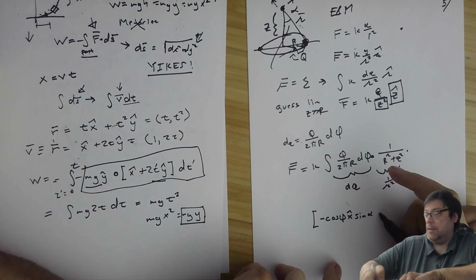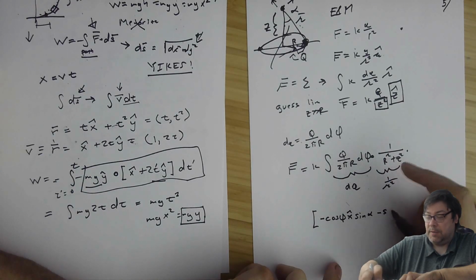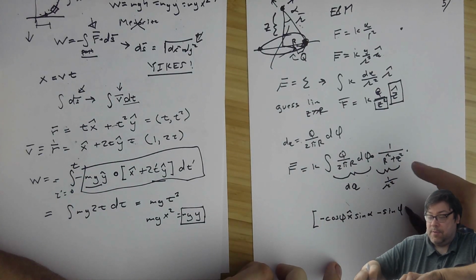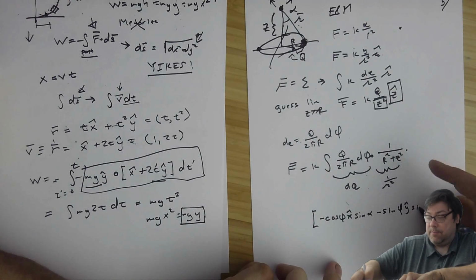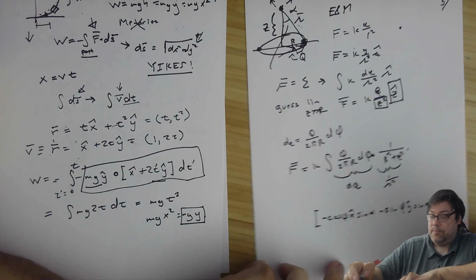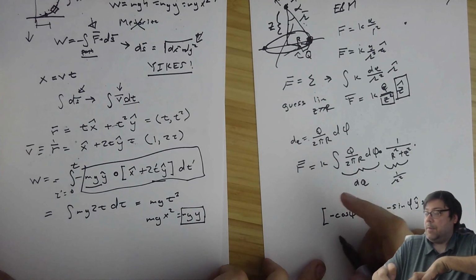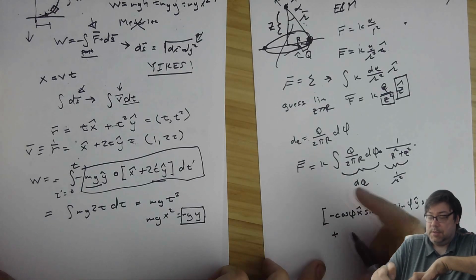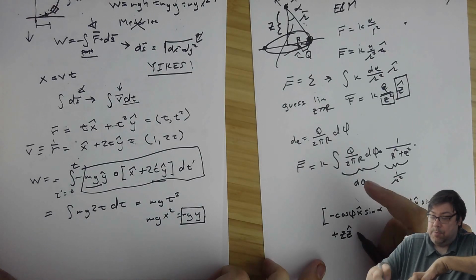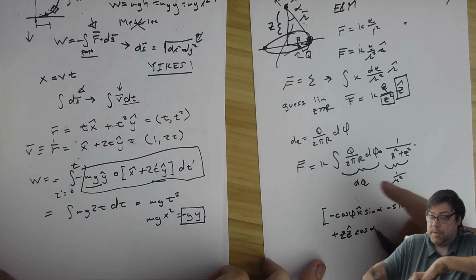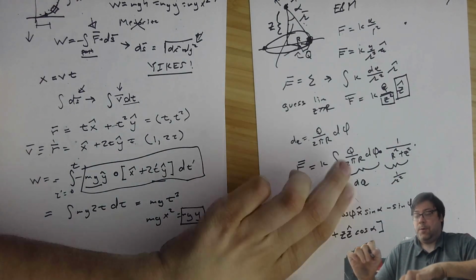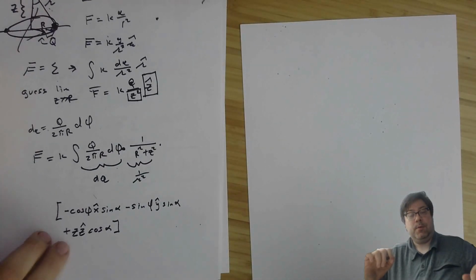And we also need the y component, so we need minus the sine of phi in the y hat, and again we have a sine of alpha. We also need a z component, and I'm running out of space here, but the z component is going to be plus z in the z hat, and it's going to be cosine of alpha. All right, so let's go ahead and continue on.